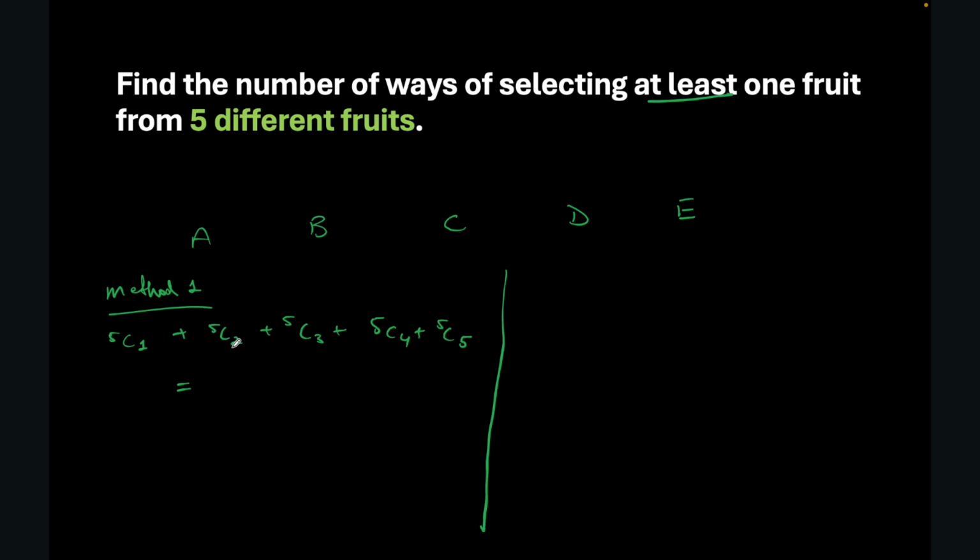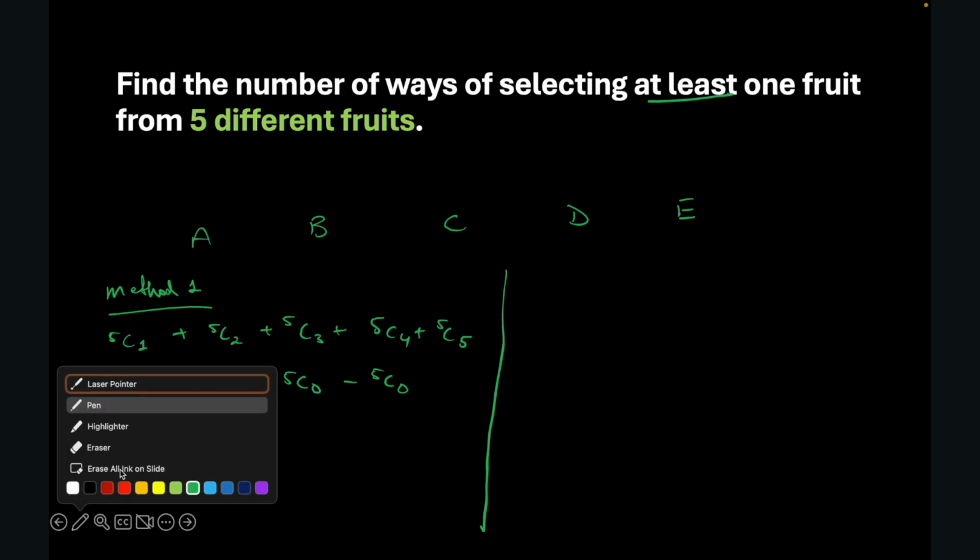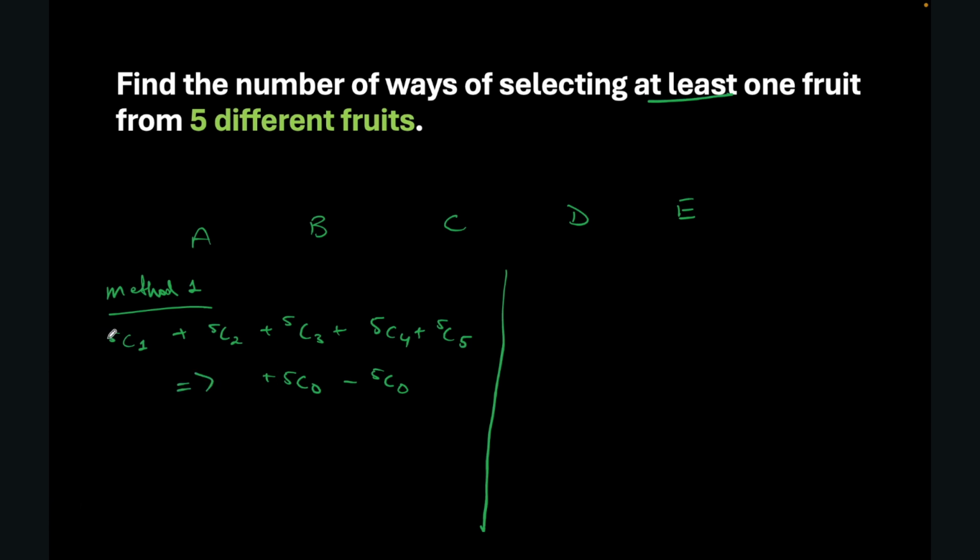Now, you can think of it as adding 5C0 as well, and then subtracting 5C0. In that situation, if you remember your binomials, and if you haven't, it's okay, we'll cover them in the next playlist, this part that I've put in parentheses in yellow is the same thing as 2 raised to the power 5. And 5C0 is just 1. So what we have is 2 raised to the power of the number of options, because we have 5 fruits, minus 1. That gives us 31.